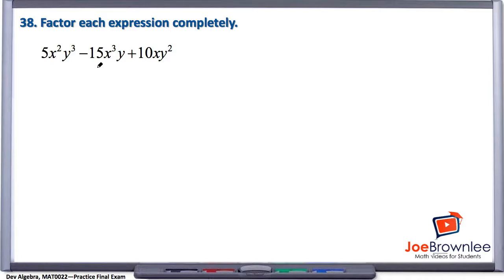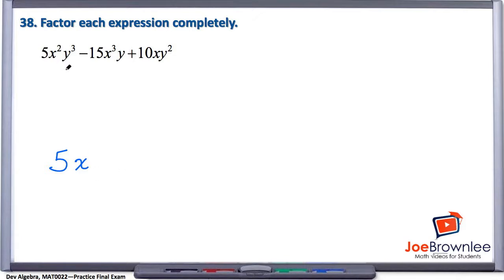So here we have a 5, 15, and 10. So we can go ahead and take out a 5. And when we look at our x's, we have x squared, x cubed, and x to the first. Remember, when you're taking your GCF out for your variable, you can only take out the smallest exponent, meaning here we have a 2, we have a 3, and we have a 1, so we can only take out a single x as part of our GCF.